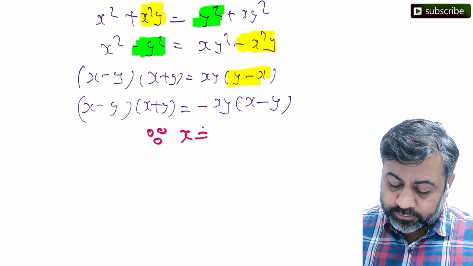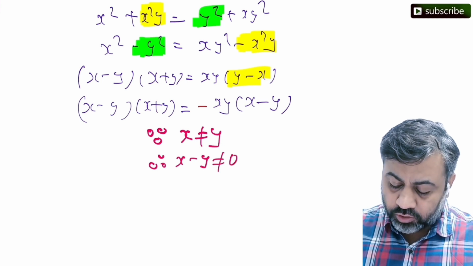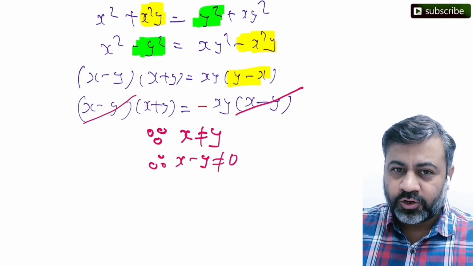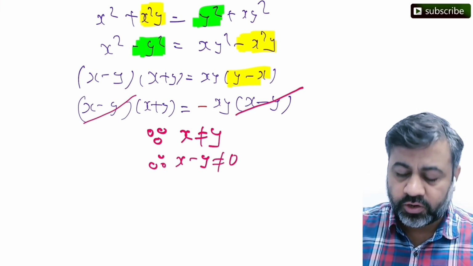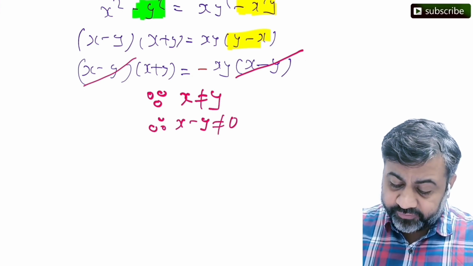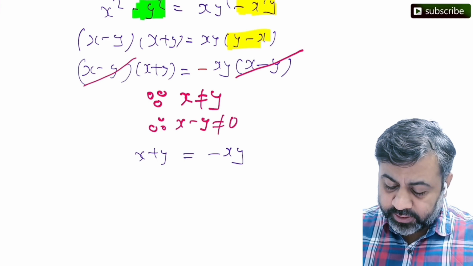Since x is not equal to y, therefore x minus y is not equal to 0, so we can cancel x minus y from both sides. To cancel out, you have to ensure that that part is not equal to 0. So what is left? We are left with now x plus y minus xy.